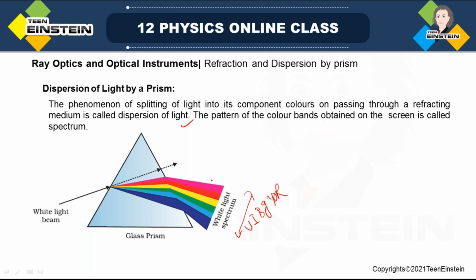Okay, so this is the dispersion of light. The splitting of light into its constituent colors is called dispersion of light. And why does it happen? In the very beginning, people were a little bit confused whether the color is obtained from the prism, or the prism has the property to split white light or polychromatic light into different colors. So to confirm that, Sir Isaac Newton did the famous experiment.